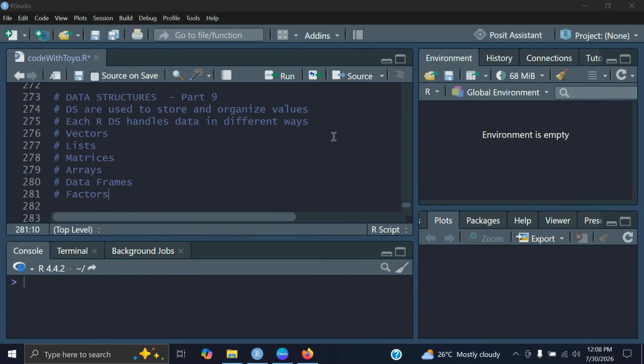So in this video, we are moving from core R into applications of R, and we are starting from what is called data structures. So this is the ninth video in this series.